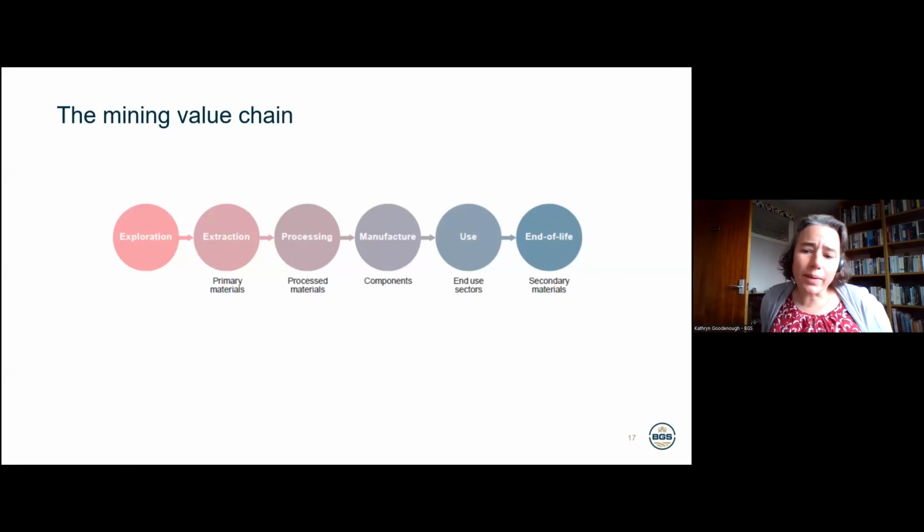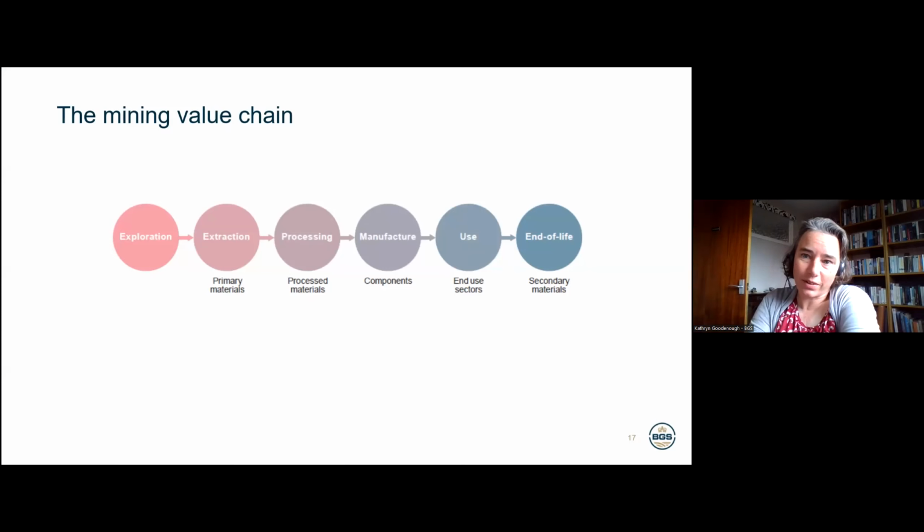So when I talk about mining, and you're all going down a mine tomorrow, so you'll have the chance to look at what a mine is like if you've not seen one before. But we're talking not just about the physical act of mining, but about the whole value chain. And that value chain starts with exploration, actually working out where the mineral deposit is, identifying it, seeing what's there, characterizing it, which is what most of us do as geologists.